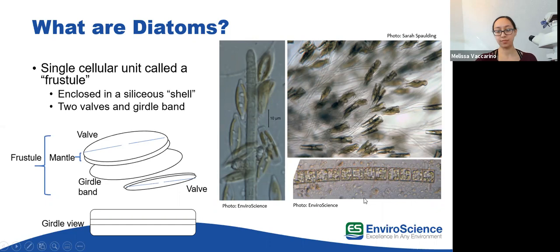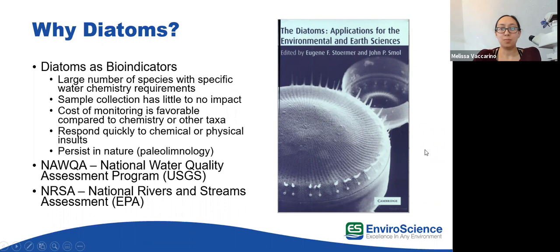So why do we look at diatoms? As bioindicators, they're very beneficial because there's a large number of species that have specific water chemistry requirements. And there's a lot of research going on cataloging new species. And so as we learn more, we can add to how many diatoms are useful as indicators as we discover their specific requirements.